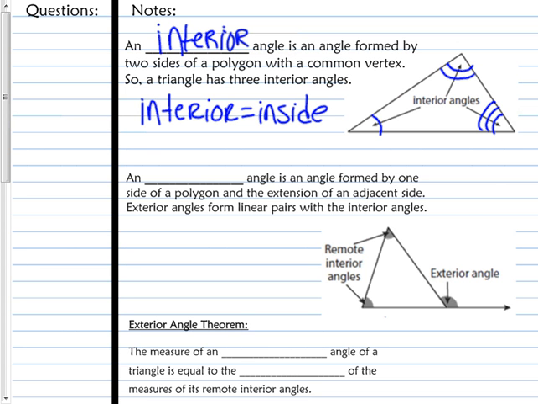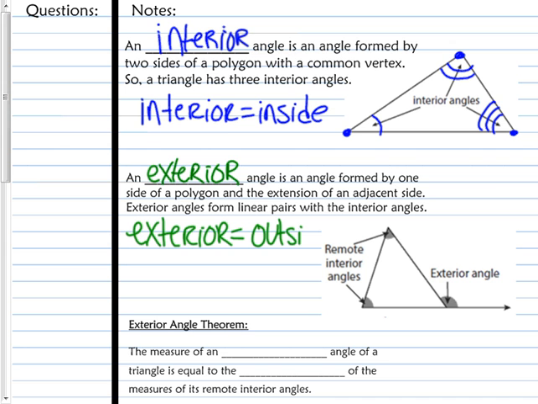Okay, it's the space formed by two sides of a polygon, and they share a common vertex. Those two sides share that vertex, those two sides share that vertex. Okay? A blank angle is an angle formed by one side of a polygon and the extension of an adjacent side, and that would be an exterior angle. And what does the word exterior mean? Exterior means outside. So inside is interior, inside the triangle, and exterior is outside of the triangle.